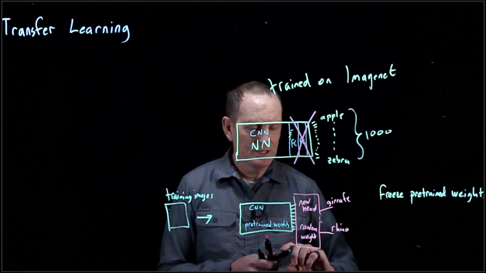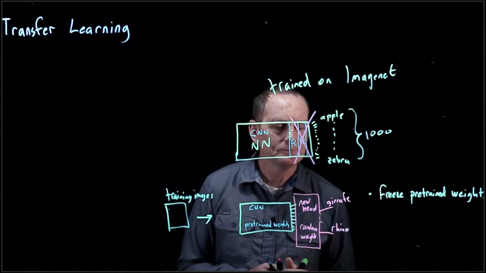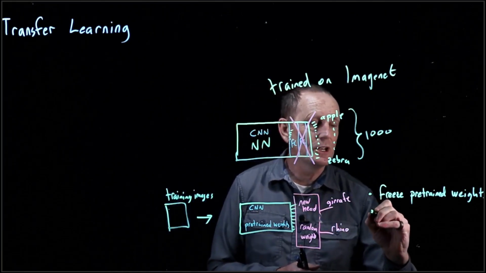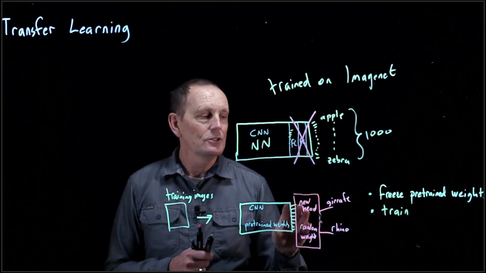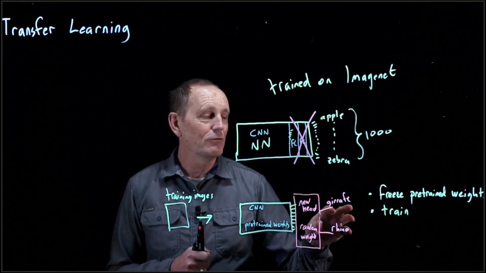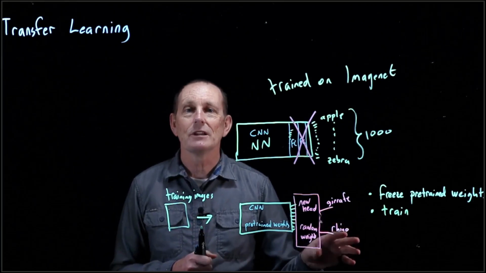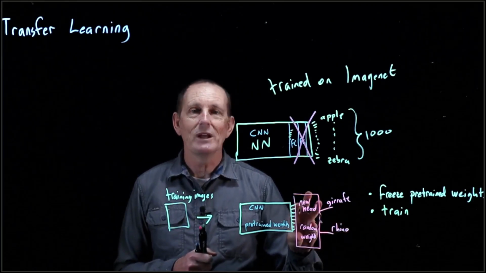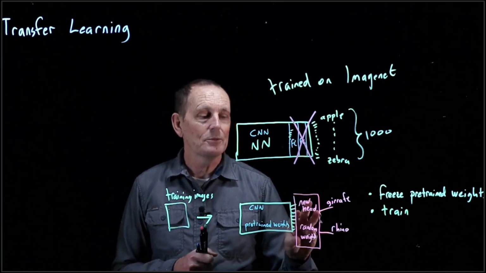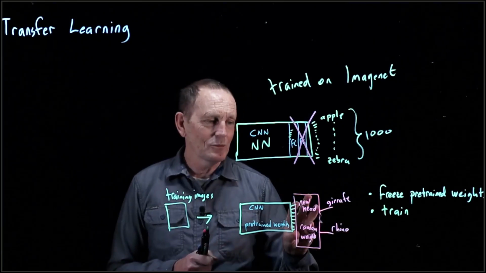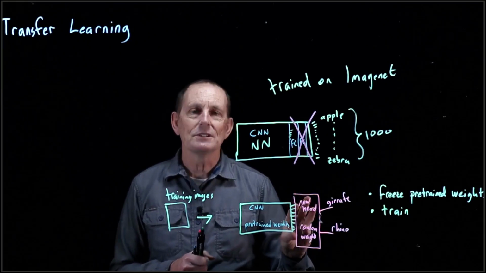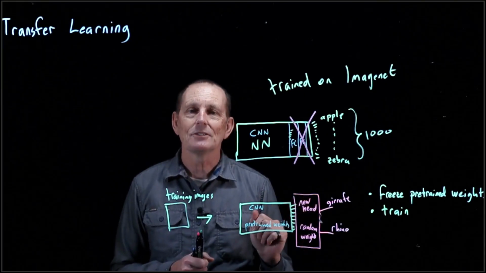So we freeze the pre-trained weights. Okay, that's the first thing we do. And then we go ahead and do some training. What's that going to do? That's going to update these random weights. So we would expect our performance on recognizing giraffes and rhinos would get better and better. These random weights would get better and better and would be tuned to the output of these pre-trained weights. Once we start overfitting, we stop, but there's still something else we can do.